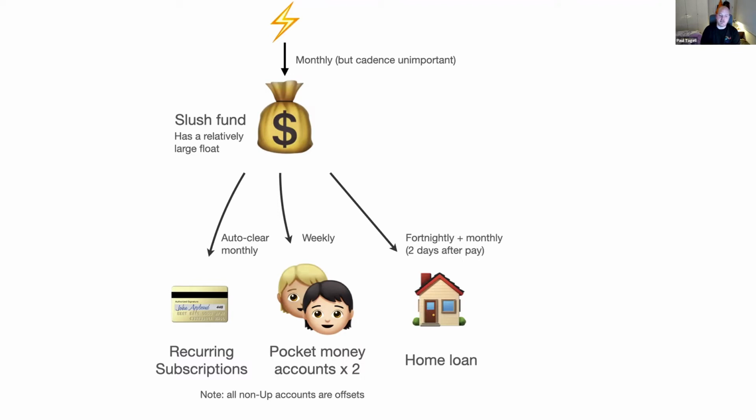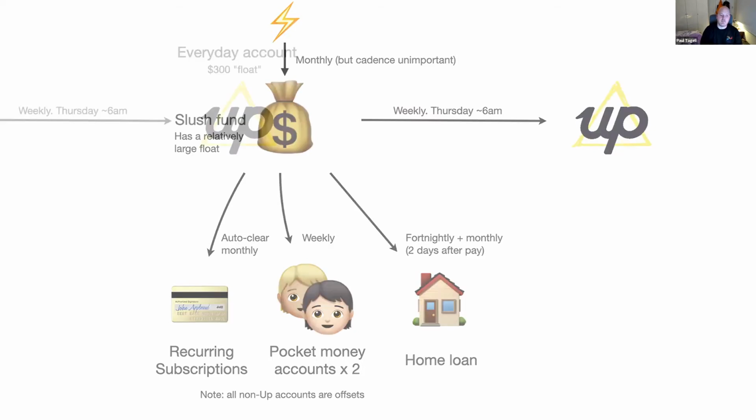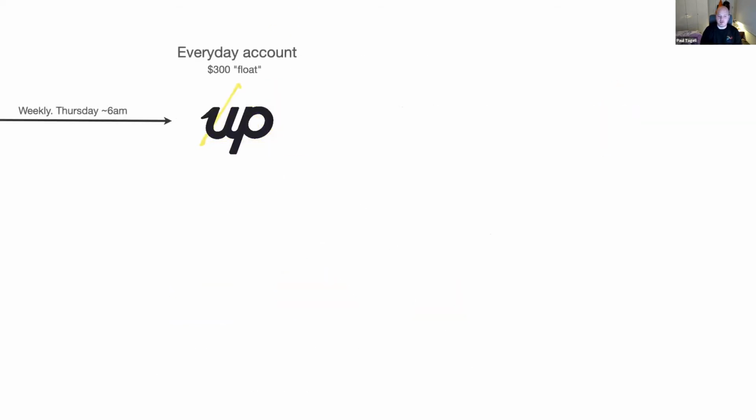Then during the month, money's taken from that slush fund to clear out any recurring subscriptions, put money into the kids' bank accounts for pocket money, and pay the mortgage or invest in shares. And anything beyond what you had to spend goes into those other buckets, so it's all accounted for. And then once a week on Thursday morning at 6 a.m., the total amount of all the weekly non-recurring expenses gets shipped over to Up. And it usually arrives in about a 30-minute window.